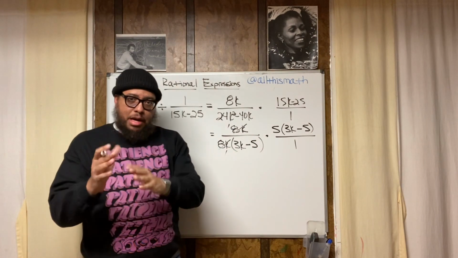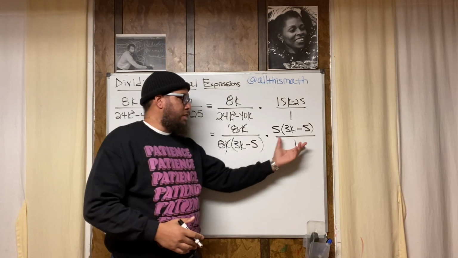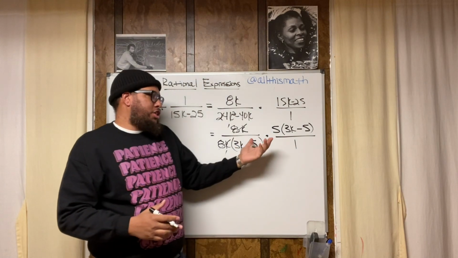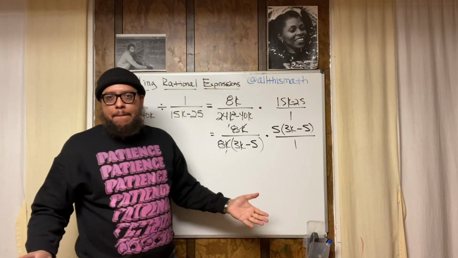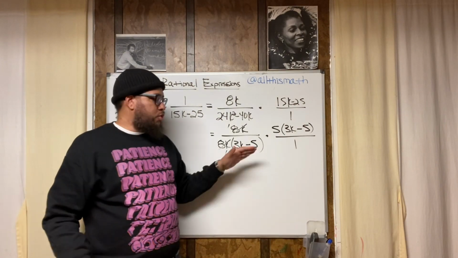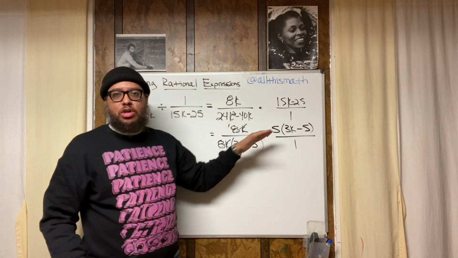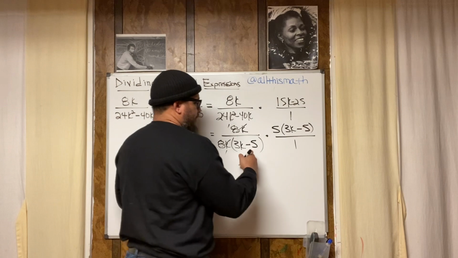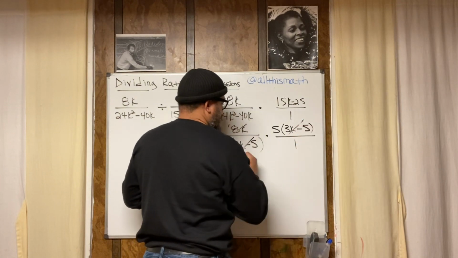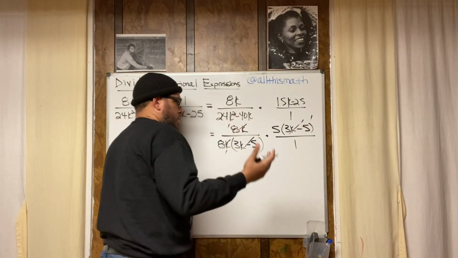But think about it for a minute. If I was to combine these two into one fraction, then it would just be 3k minus 5 on top, 3k minus 5 on the bottom. But they're just not combined. But that's why we can what we call cross cancel. So I got 3k minus 5 down here, 3k minus 5 up here, boom, boom. They turn into ones.